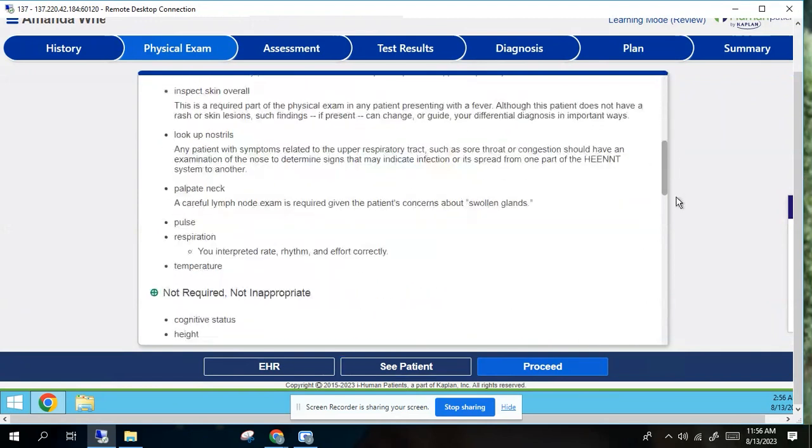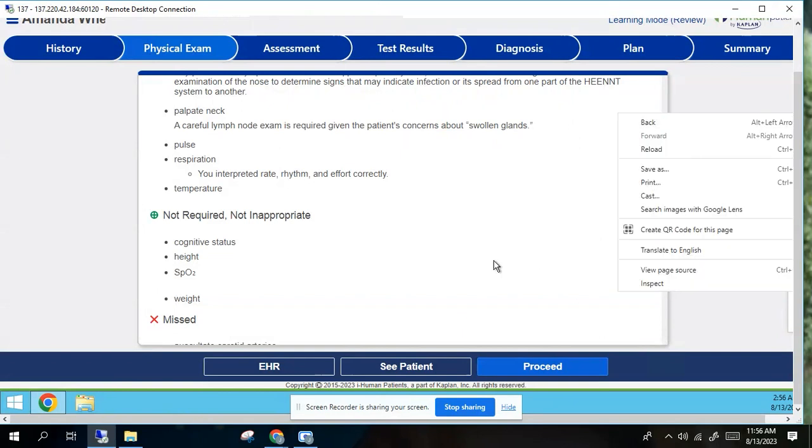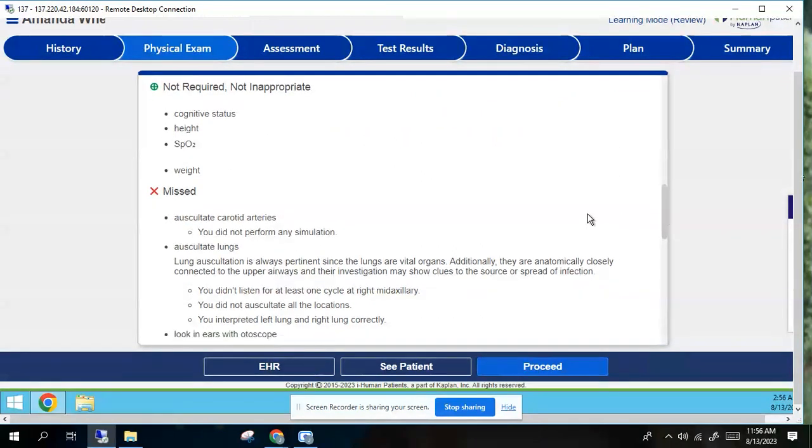Yes, all these I did. And then the others that I did that were not required, like the height, weight, cognitive status. Yeah, they are common, so maybe I just did them because they are common, but I was not supposed to do them. And then there are others that I missed, like I did not isolate the carotid arteries. Then I did not isolate the lungs. I was also supposed to look in the eyes with the otoscope.